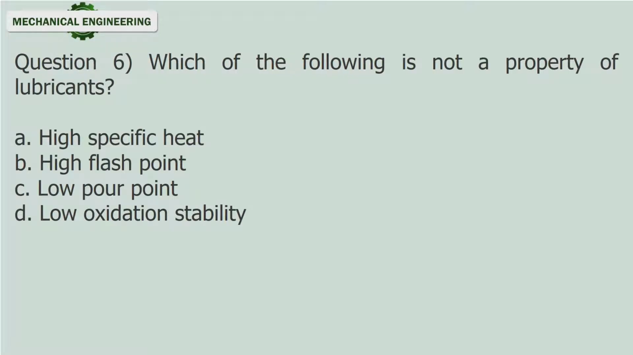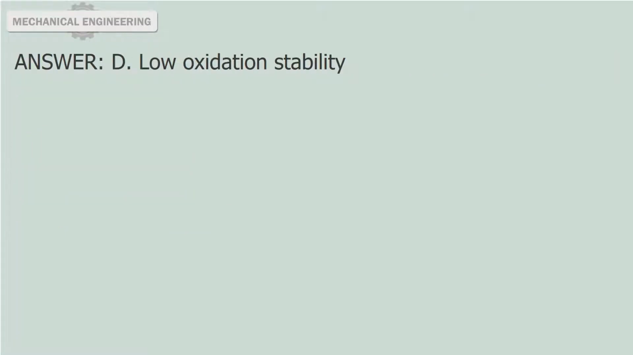Question 6. Which of the following is not a property of lubricants? A. High specific heat. B. High flash point. C. Low pour point. D. Low oxidation stability. Answer: D. Low oxidation stability.